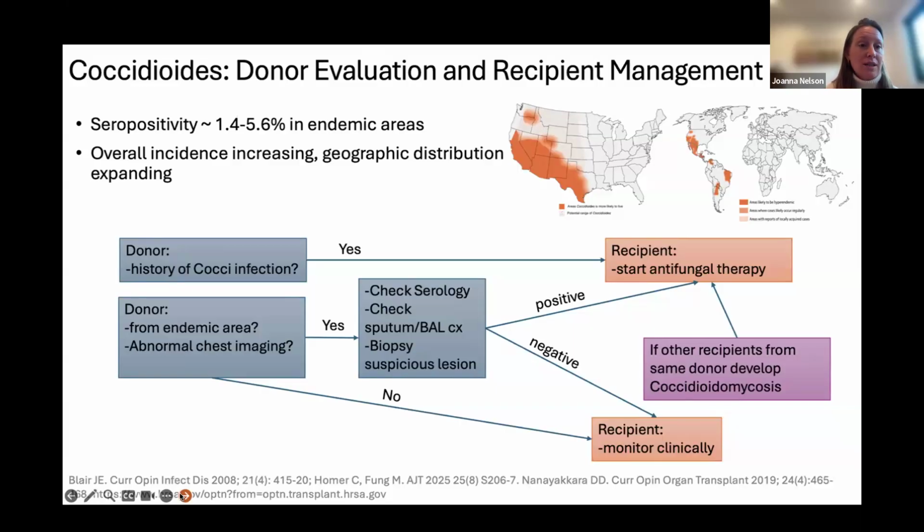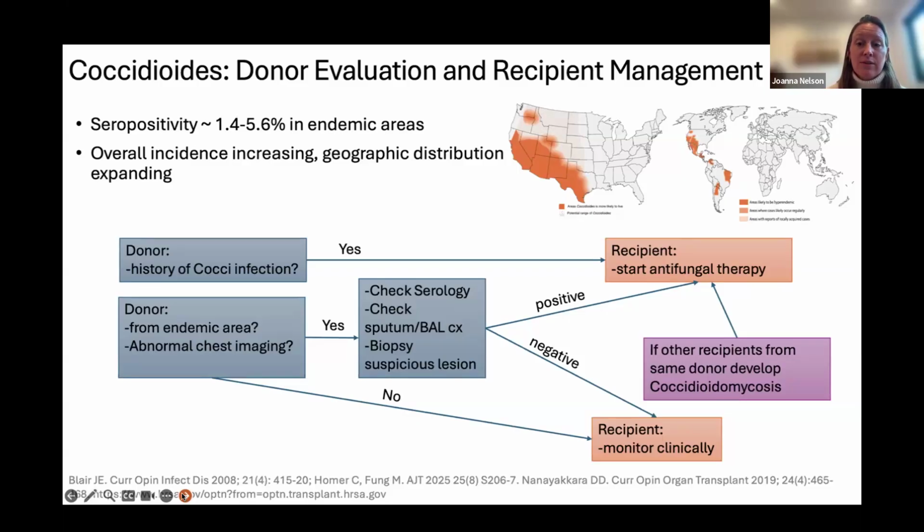So definitely if the donor has any history of cocci infection, consider starting the recipient on antifungal therapy. Important things to recognize: if the donor is from an endemic area and/or has abnormal chest imaging, consider doing some additional workup. Definitely, if that workup is positive, start your recipient on antifungal therapy post-op. It's debatable whether, if this workup is negative, to just go ahead and start the recipient on antifungal therapy prophylactically, especially in the setting of abnormal chest imaging.